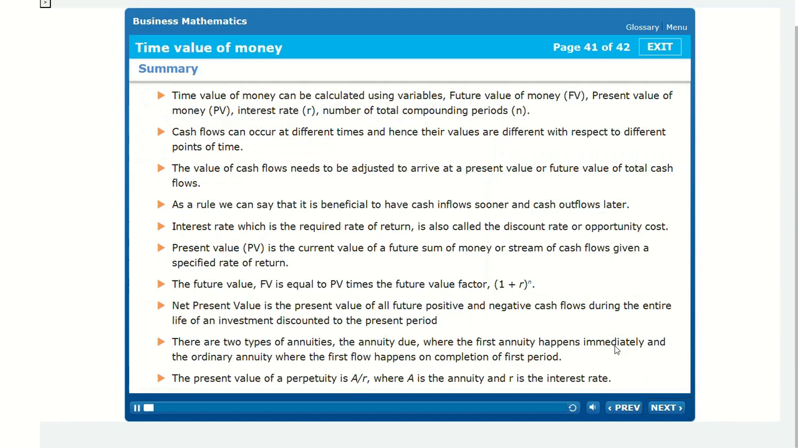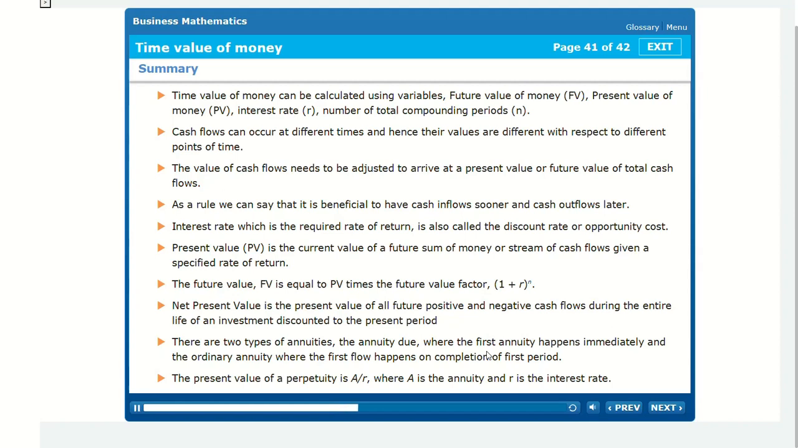Summary. Time value of money can be calculated using variables: future value of money, present value of money, interest rate, number of total compounding periods. Cash flows can occur at different times, and hence their values are different with respect to different points of time. The value of cash flows needs to be adjusted to arrive at a present value or future value of total cash flows. As a rule, we can say that it is beneficial to have cash inflows sooner and cash outflows later. Interest rate, which is the required rate of return, is also called the discount rate or opportunity cost.